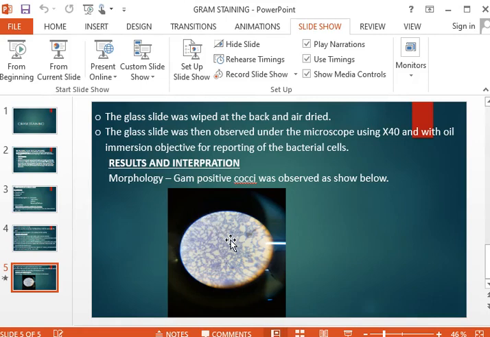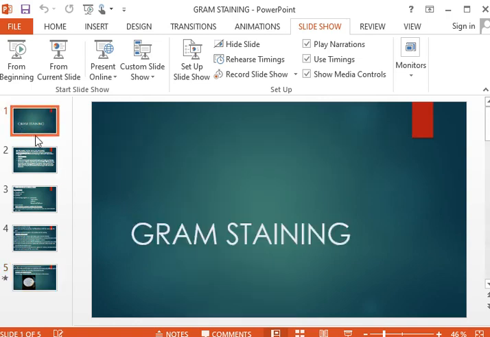So, today we are going to cover gram staining, and gram staining is a procedure used in the identification of bacteria. Before we proceed, I am Lule Robert, and I'll be taking you through gram staining.